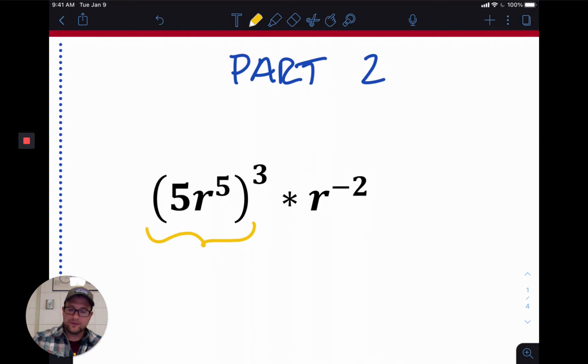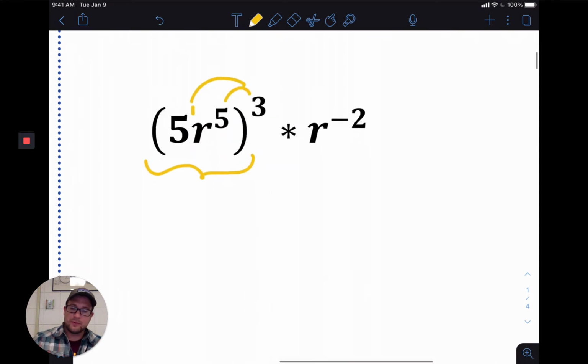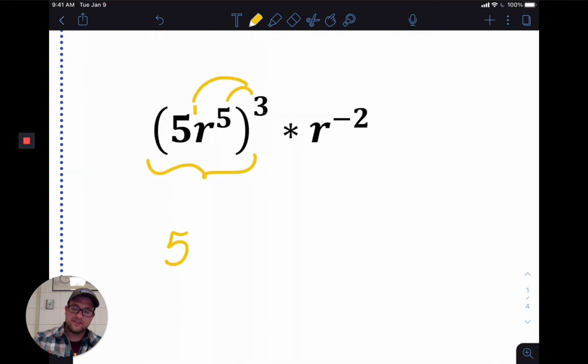So looking at this first piece, again, parentheses always mean multiply exponents. So I'm going to add in the exponent that I was missing here to make sure that everything inside has an exponent, and then from there I can multiply those exponents. Remember, when I do this, the base is never going to change. So 5 was the base there. The only thing that changes are my exponents. So I'll have 5 to the third and r to the 15th.